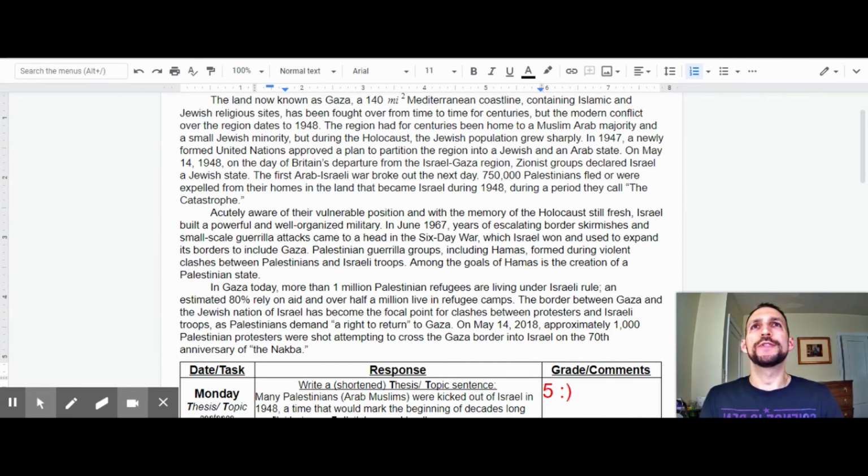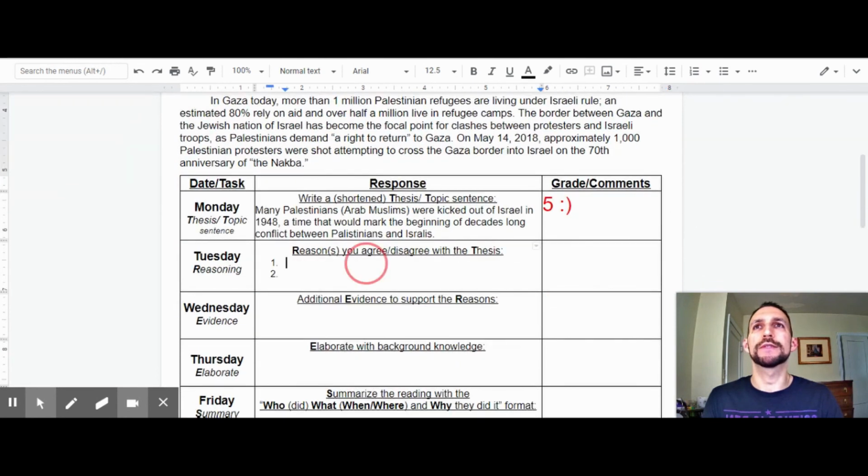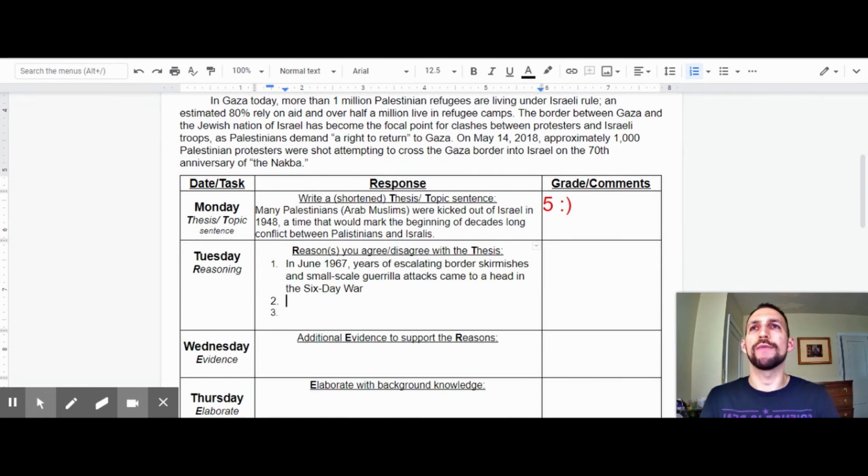So, "acutely aware of their vulnerable position within the memory of the Holocaust survivors, Israel built a powerful and well-organized military." That doesn't help feed into our thesis. "1967, years of escalating border skirmishes and small-scale guerrilla attacks came to a head in the Six-Day War, which Israel won and used to expand its borders to include Gaza." All right, so this is certainly evidence to support that the Israelis and Palestinians were in conflict. So again, we're going to write this in our own words so we aren't plagiarizing, but I'm going to copy this and use it as a reference for my writing.